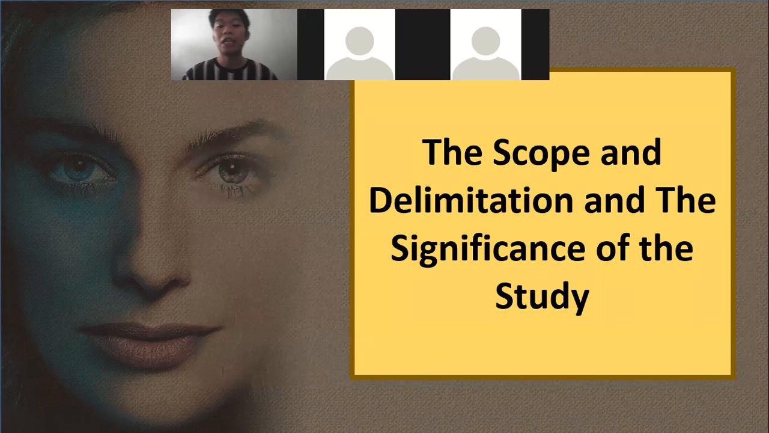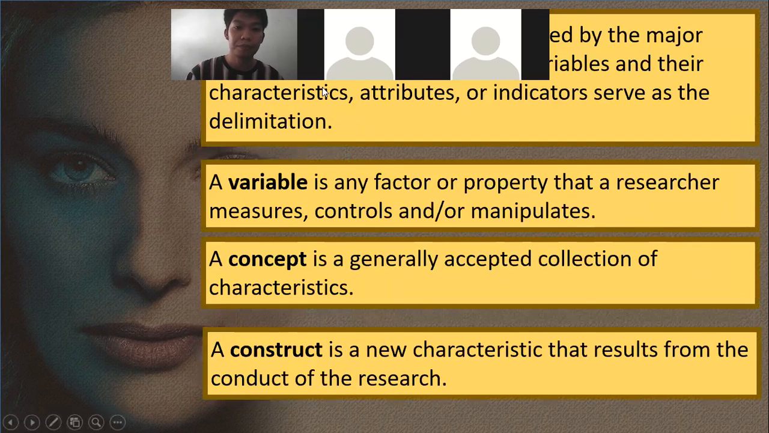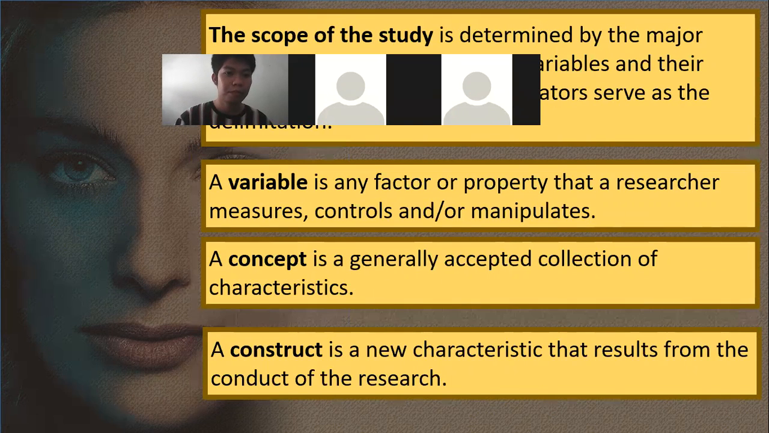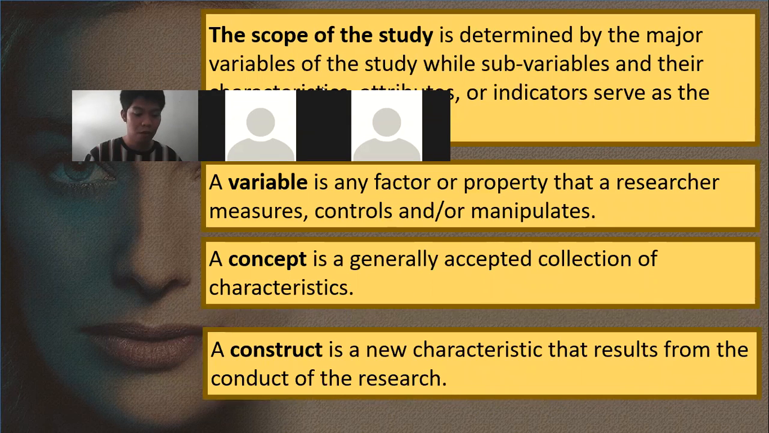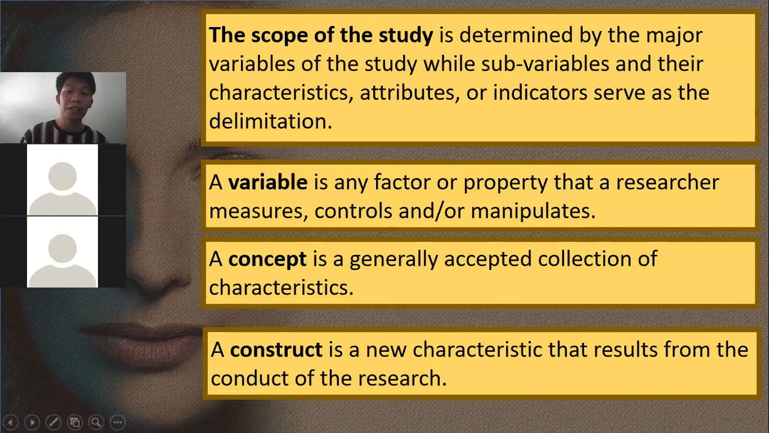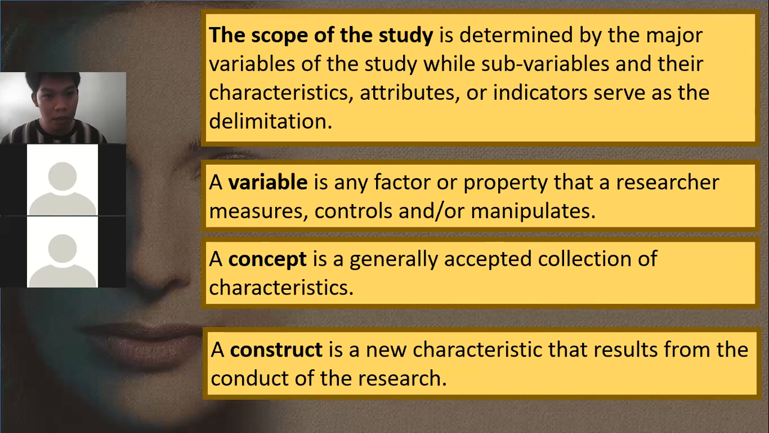Next one, the scope and delimitation and the significance of the study. Okay, the scope of the study is determined by the major variables of the study, while sub-variables and their characteristics, attributes, or indicators serve as the delimitation. So when we say the scope and delimitation of the study, it refers to the variables and the respondents of your research. Who are the specific respondents of your study?